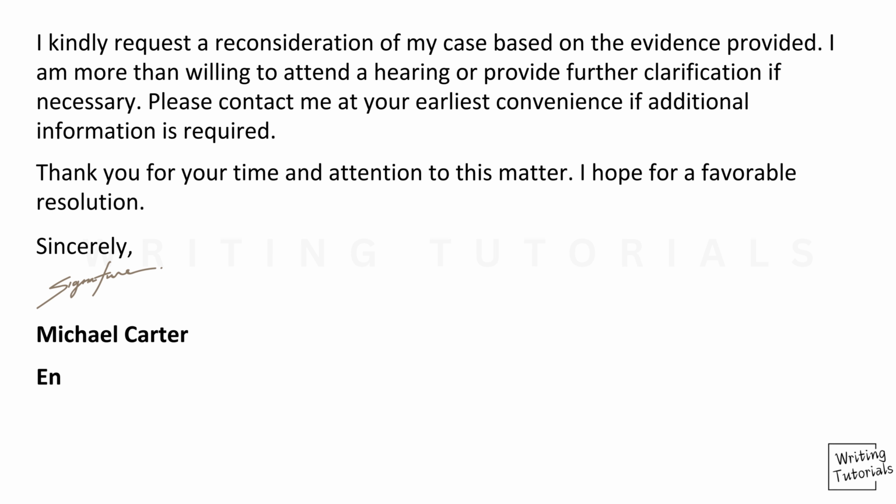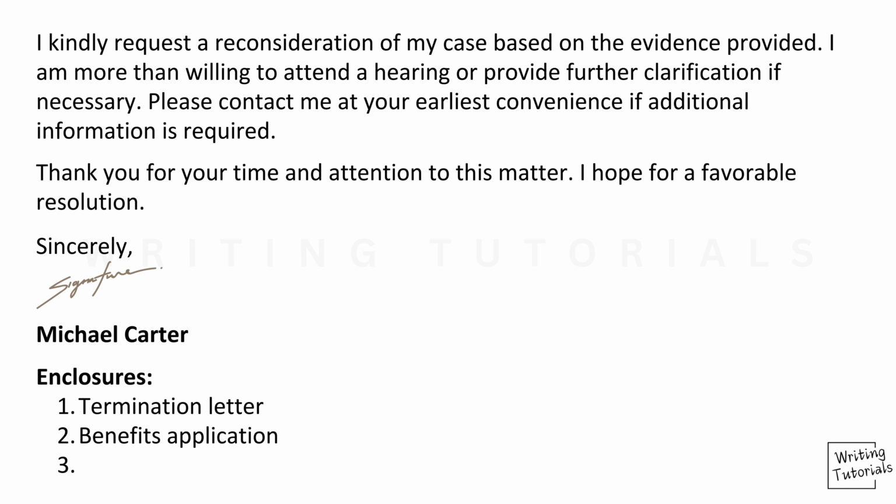The enclosures. Finally, Michael lists the documents he's attaching to the letter. Enclosures: 1. Termination letter. 2. Benefits application. 3. Job search logs. This ensures the recipient knows exactly what to expect with the letter. Always double-check that all enclosures are included before sending your appeal.